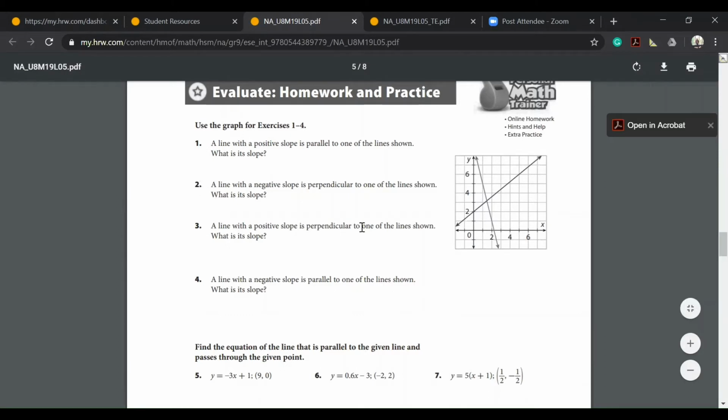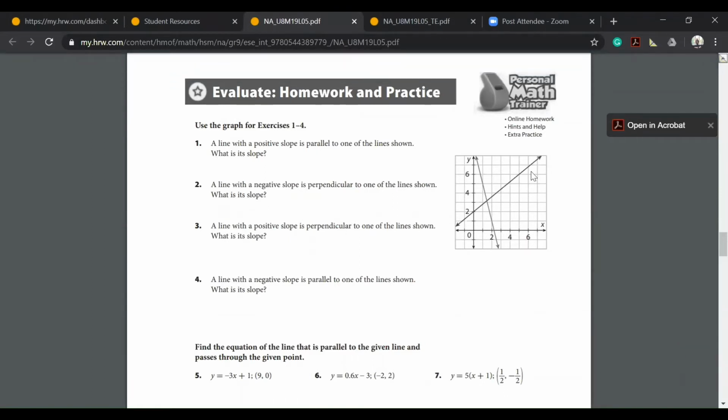First of all, as you can see, we have in the figure 2 lines. One line is, as we said, when you are reading the line, you have to read the line from left to right. This line is going up, which means it's increasing, so its slope is positive. But the second line is going down, so it is decreasing, so the slope is negative.